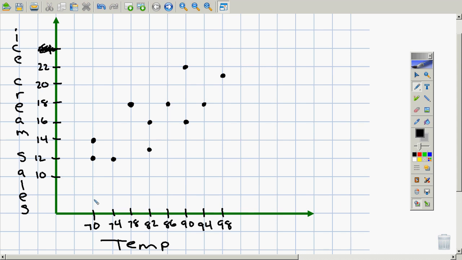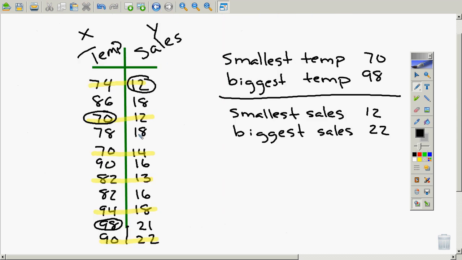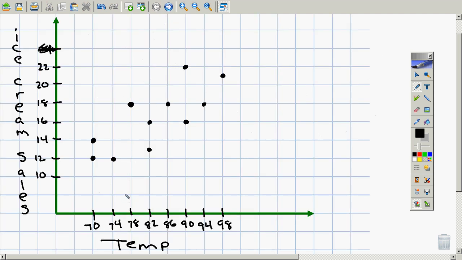Can you do the same thing on your paper? Can you go ahead and copy this down or plot the points? I'm getting these points right from here, the temperature and the sales. So go ahead and plot these and pause this until they're done. Okay, you should have this plotted now.